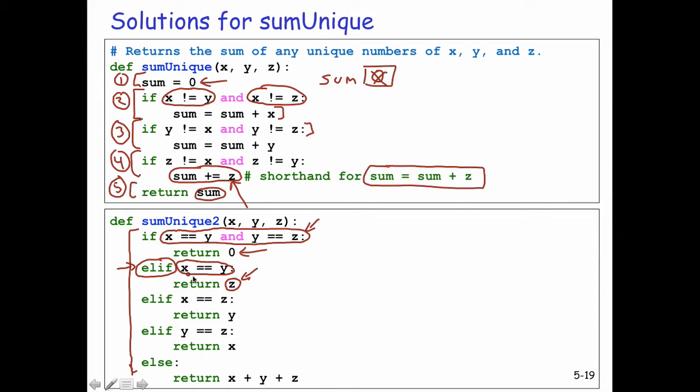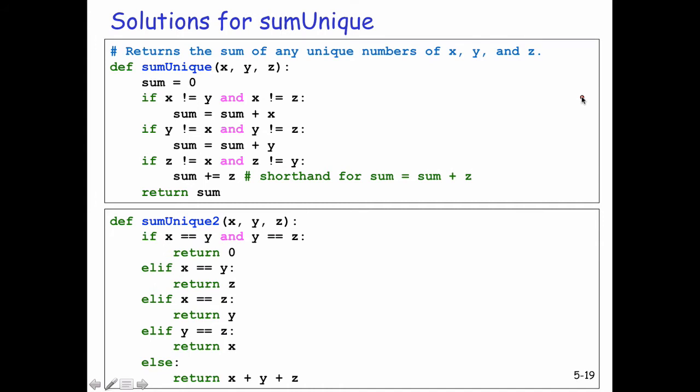We do similar tests at this point. If we discover that x and y are different, but that x is equal to z, then certainly x is not unique. But now we know that y is unique because, again, we couldn't have reached this point without at least one value being unique. And if we determine that y is equal to z, then neither y nor z is unique. But again, we could only come to this point if at least one of our values is unique, so we return x. If all of these tests fail, it must be the case that x, y, and z are in fact all unique, and in that case we return x plus y plus z.